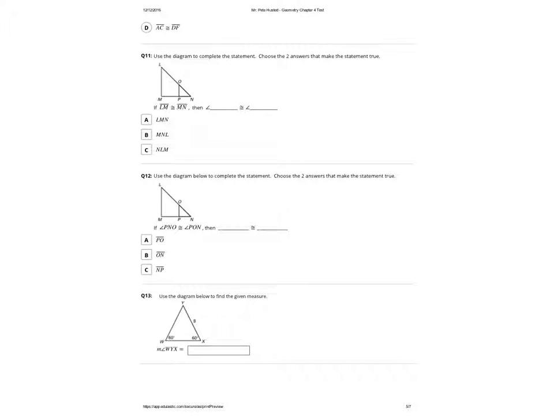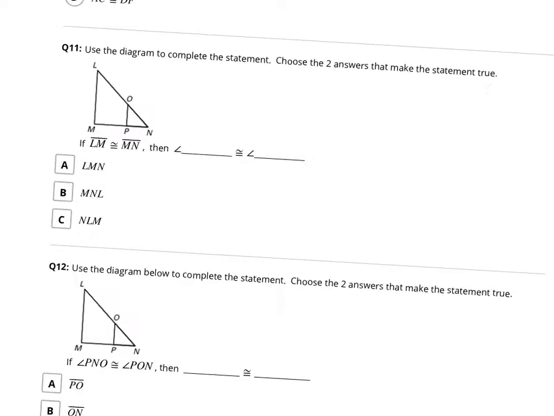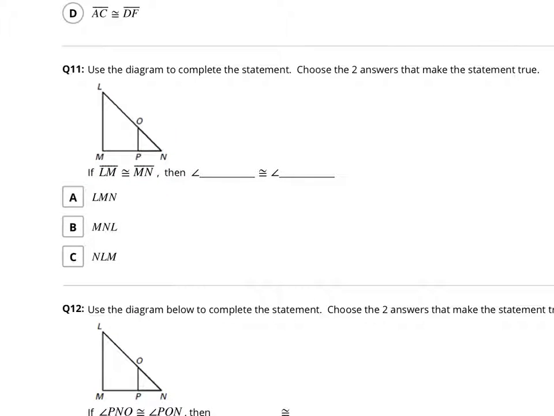Question 11. Zoom in here. We want to complete the statement. So choose the two answers that make this true. So which two of these goes in here? These are angles. So it says LM is equal to MN. So this whole side is equal to that whole side. Okay. So what angles are we needing to be congruent?